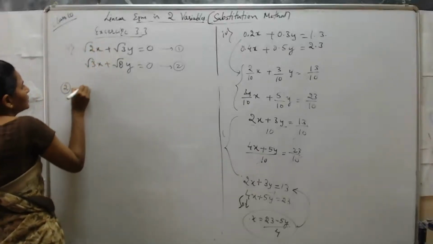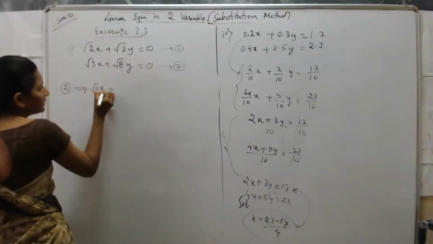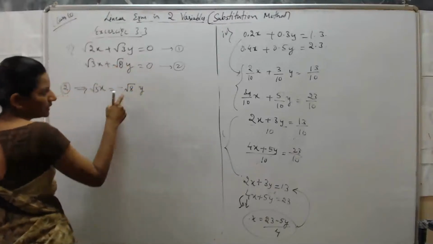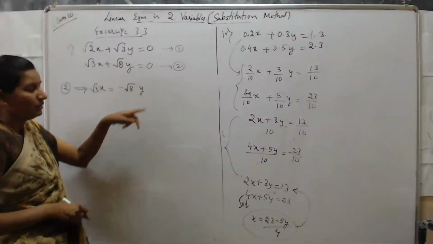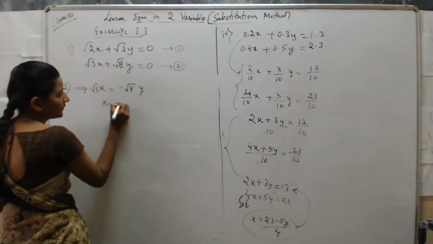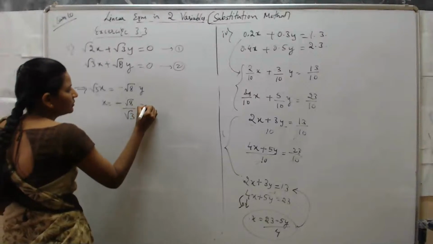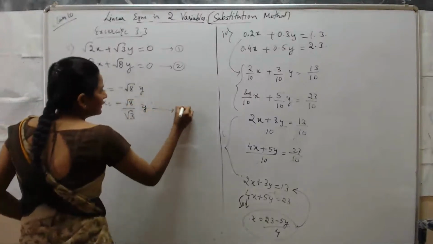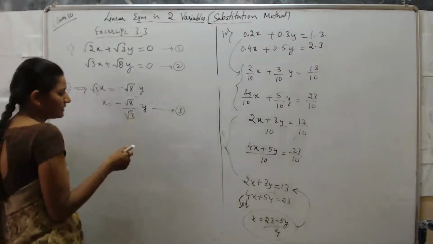Again, I am taking equation 2, which is easier. x is equal to what? Root 3x is equal to minus root 8y. See, y is not inside the root, it is outside the root. So x is equal to minus root 8y, and the root 3 comes to the denominator. That is the x we got. Take this equation as 3.